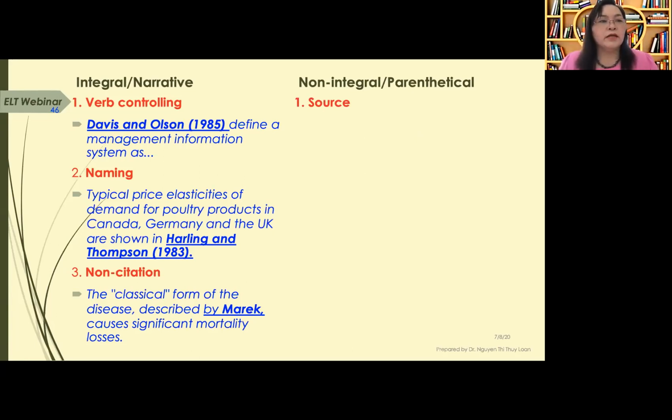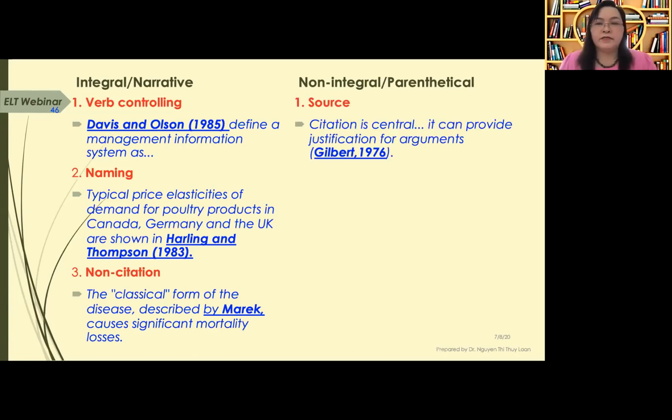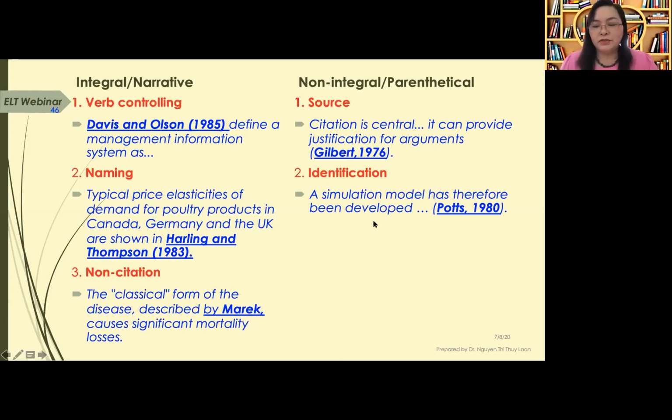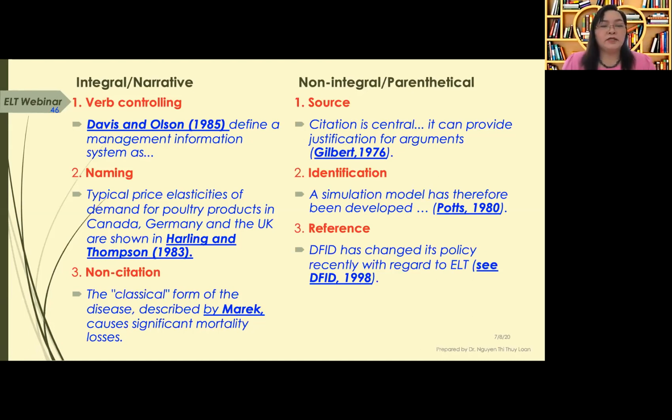But if you use the non-integral citation, or we say the parenthetical way, your purpose is just to show, okay, that's the source where I take the information from. Okay, you don't pay attention to the cited author, or you show who did the action. So for the second way, you just use it to show the agent of the action you mentioned in the sentence. So the sentence is usually in passive voice. And for a reference, you just show them, okay, you can read more information from this source.